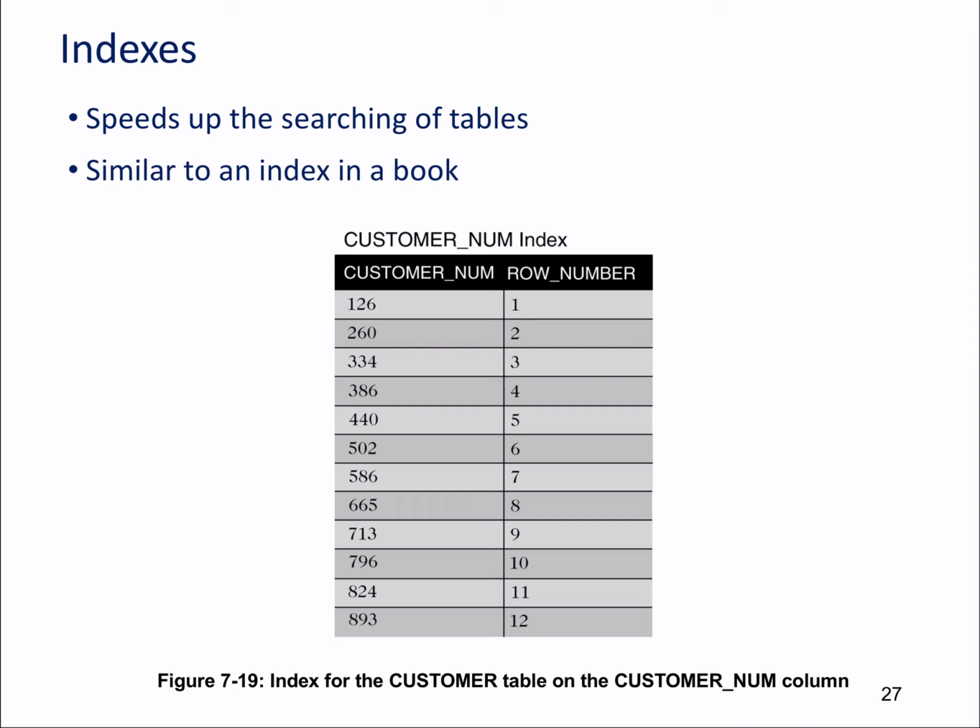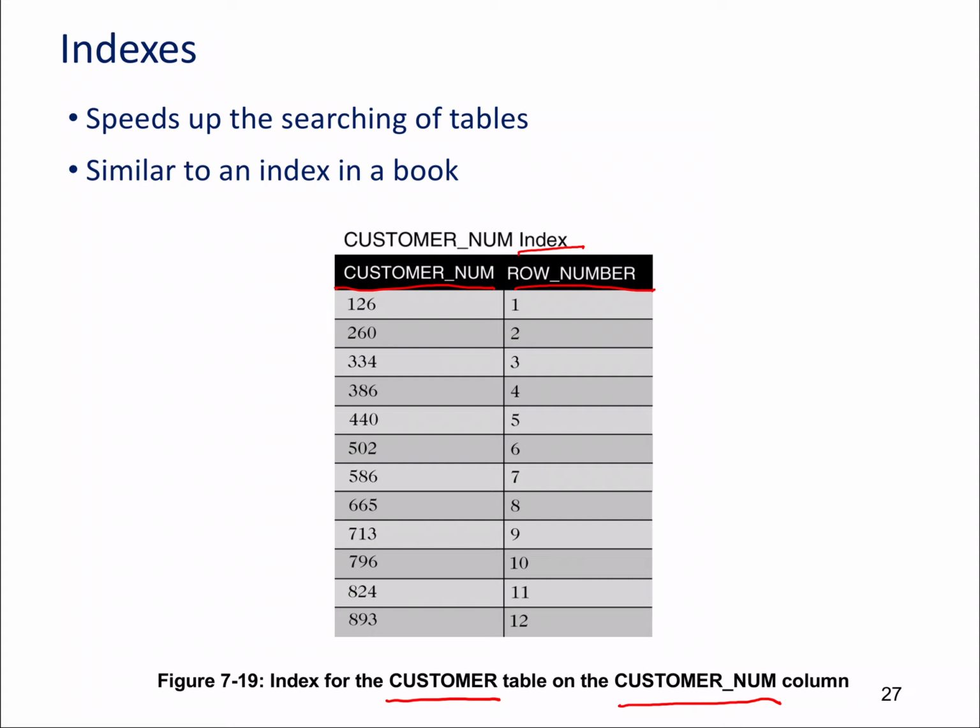And here is an example in the following picture. You can see we create an index on the customer table, and we create an index on the customer number column. Let's look at the structure. The index is like a table. It has only two attributes. One is the customer number, one is the row number. So there are only two columns here.